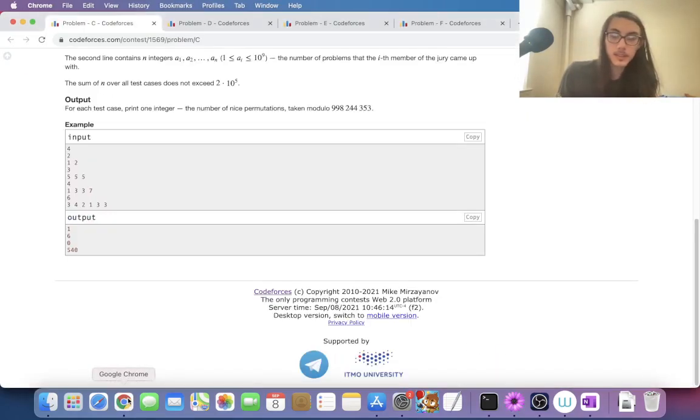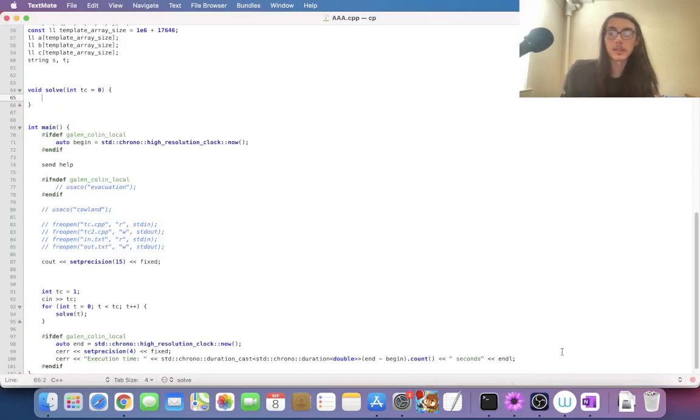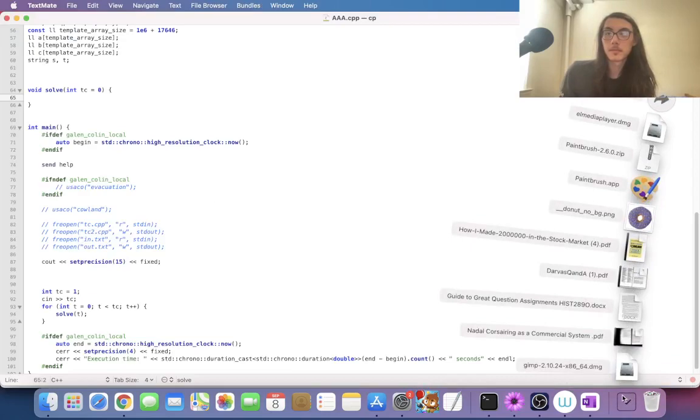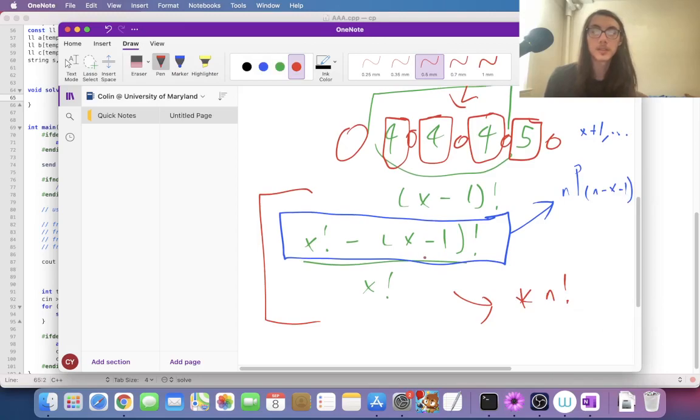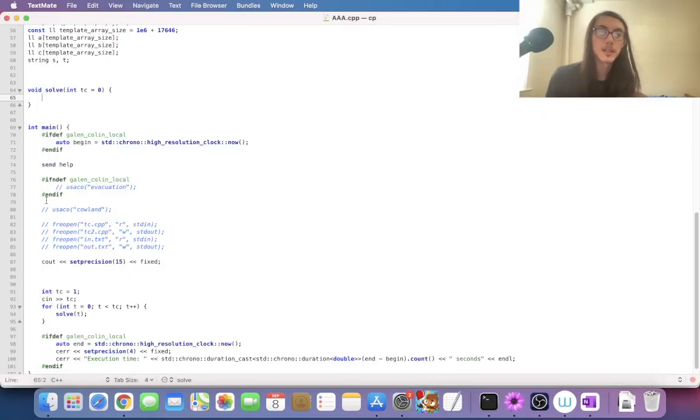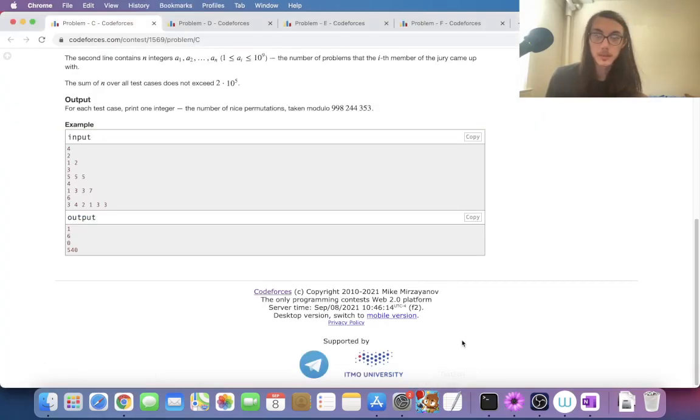So, we can start by computing this now. I think this formula still works even if x is 1, just because 0 factorial is 1 as well, so that works pretty well.